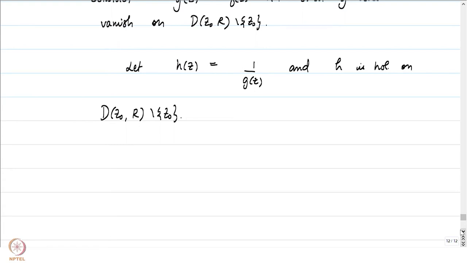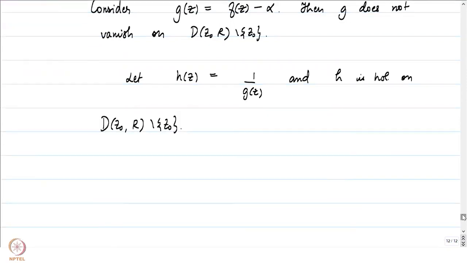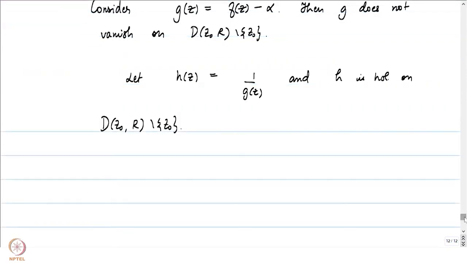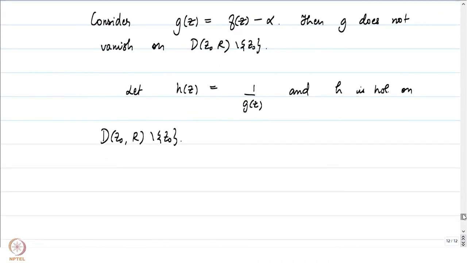Notice that h is defined on D(z0, r) minus z0. In particular, z0 is an isolated singularity of h as well. So, the first observation that we would like to make is the following. If you look at f(z) minus alpha, by our very assumption, the absolute value of g(z) has to be greater than epsilon.